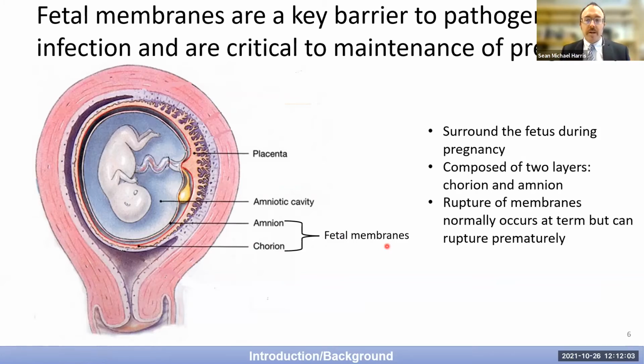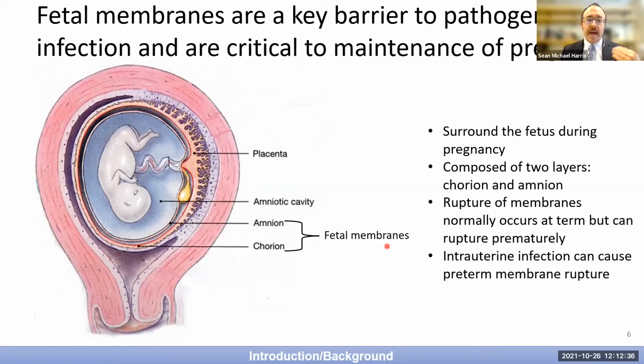The membranes rupture near term, so they eventually weaken when labor is imminent. And when the membranes weaken and then finally rupture, they expel the amniotic fluid. And this is what we know of as the water breaking. But they can rupture prematurely, which is what we call premature preterm rupture of the fetal membranes. And this can be associated with numerous health problems, including preterm labor and other maternal and fetal health problems. Intrauterine infections, importantly, can cause preterm membrane rupture due to activating inflammation and other signaling pathways that lead to the weakening of the membranes.